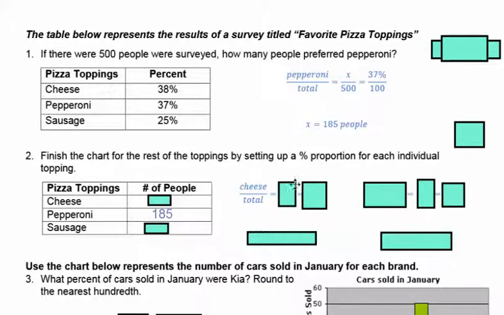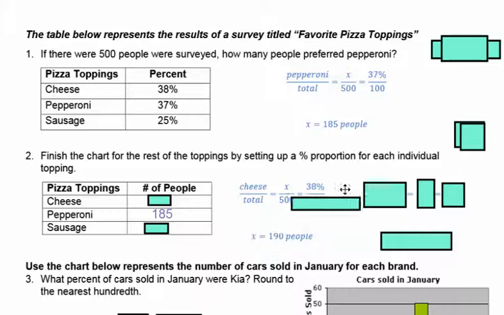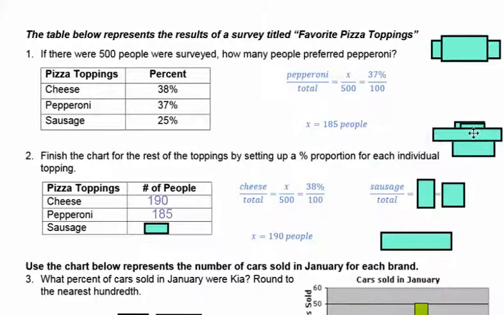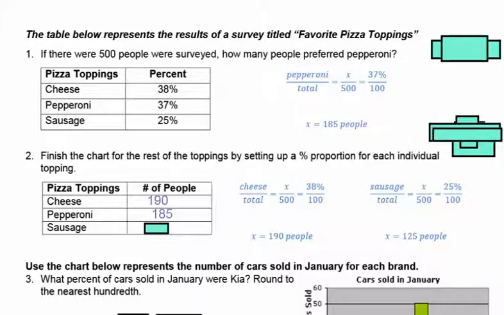Alright, for cheese, you should have done cheese over total. We have X over 500, we're looking for how many people out of 500. And then the percent that like cheese was 38% out of 100. When you solved for X, we should have gotten 190 people. So for cheese, we have 190 people. And then next, we needed to set one up for sausage. Sausage out of total. We're looking for how many people like sausage out of 500 people. Our percent side, we have 25% prefer sausage out of 100%. And you should have gotten 125 people.